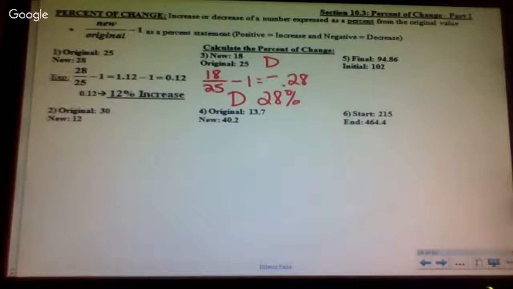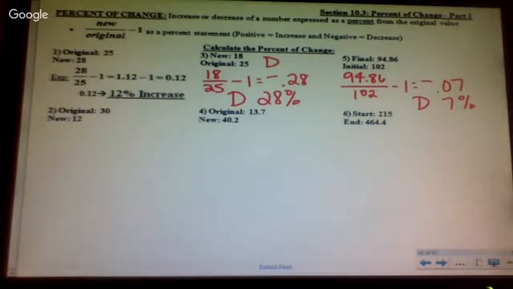Okay, so number 5. Should I be decreasing or increasing here? Decrease. My final price is lower than my initial. Okay, so final price $94.86. Initial price $102 minus 1 gives me what? Negative 0.07. So this means decrease by 7%. You got 7% off. Not bad. Not a lot, but it decreased. Still, it's less money than what you would originally spend.